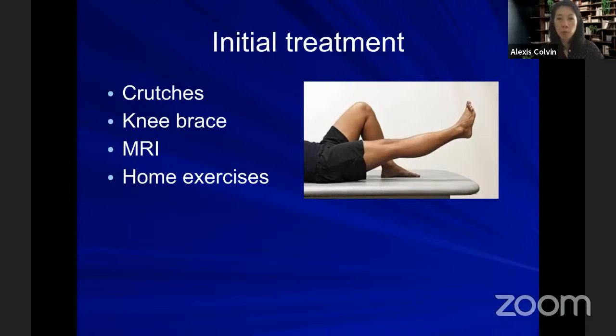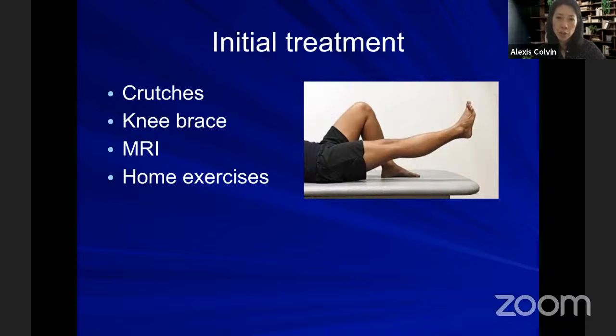While the patient is waiting for the MRI, I'll usually just ask them to do some very simple exercises at home, such as if they can't do the straight leg raise, and I don't think that they've actually torn something that would keep them from being able to do it.